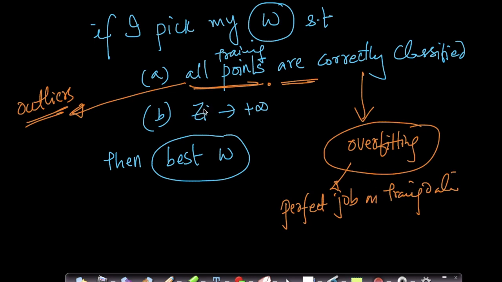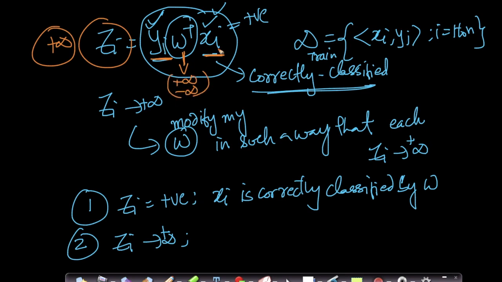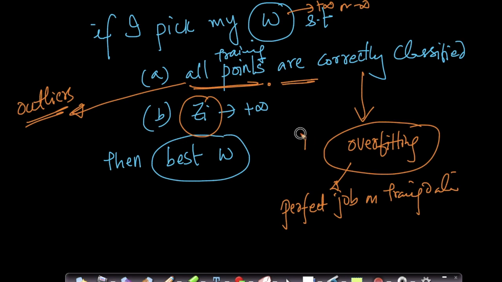So if we have zi's tending to infinity, right, we will get a best W. But to get zi to tend to infinity, your W's also will tend to plus infinity or minus infinity, right? Look at it. What is zi? Your yi's are fixed, xi's are fixed. If zi has to go to plus infinity, each value in W either has to be plus infinity or minus infinity based on the signs of yi and xi. Isn't it? So what is effectively happening is we are overfitting. First thing, we are overfitting.